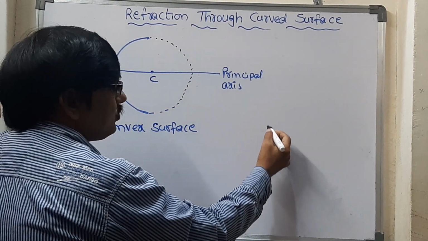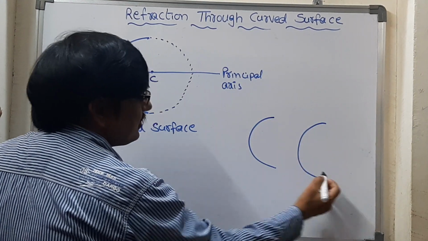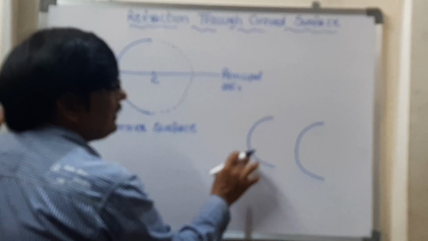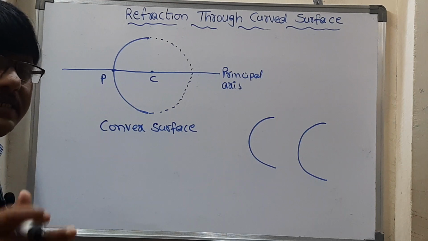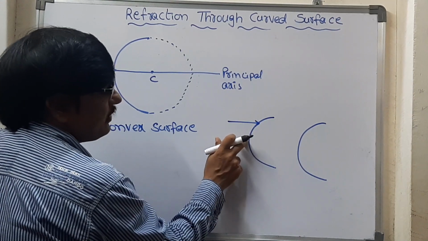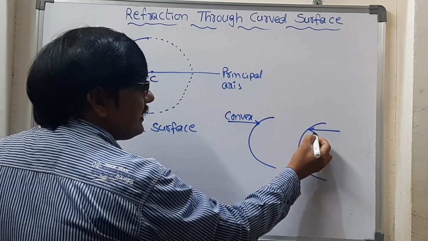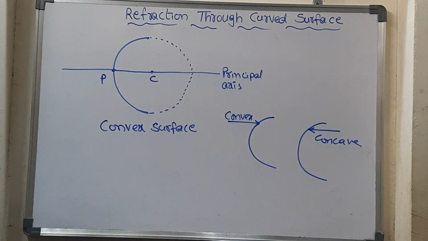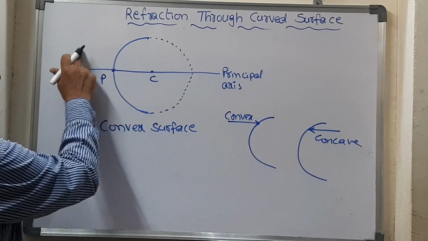Objects can be taken with two surfaces, here is one surface and here is another surface. Depending upon the incident surface, it will be classified into convex and concave. If incidence takes place outside, then that is called convex. If incidence is taking place inside, we call that concave. Got it? What is meant by convex? What is meant by concave? So this is a convex surface, because the incidence is outside.